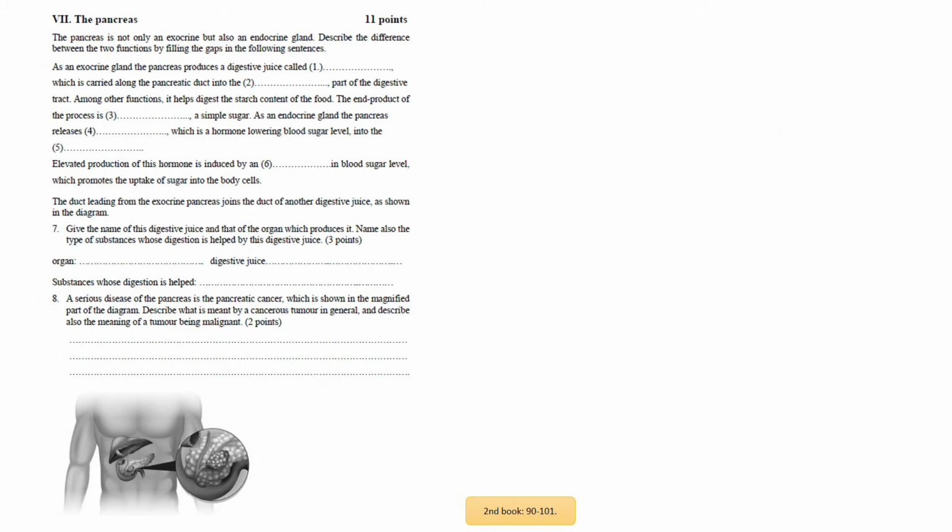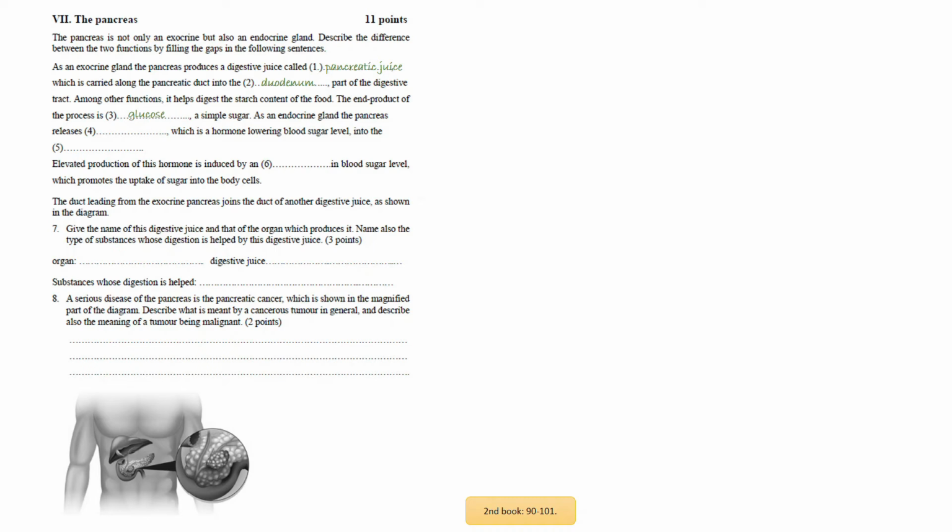Exercise 7, the pancreas. The pancreas is not only an exocrine but an endocrine gland. Describe the difference between the two functions by filling the gaps in the following sentences. As an exocrine gland, the pancreas produces a digestive juice called pancreatic juice, which is carried along the pancreatic duct into the first part of the small intestine, which is called the duodenum, part of the digestive tract. Among other functions, it helps digest the starch content of the food. The end product of the process is glucose, a simple sugar.